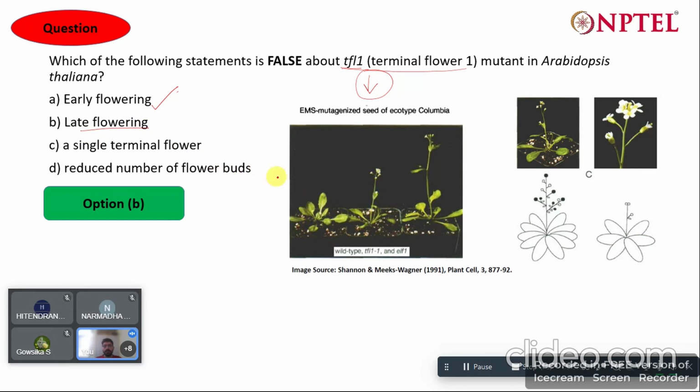Okay, and we have a single terminal flower as we can see in this. So there are reduced number of floral buds, but there is a single terminal flower. Okay, so this is the thing that we observe in a TFL1 mutant in Arabidopsis. Okay, so any doubts in this case?